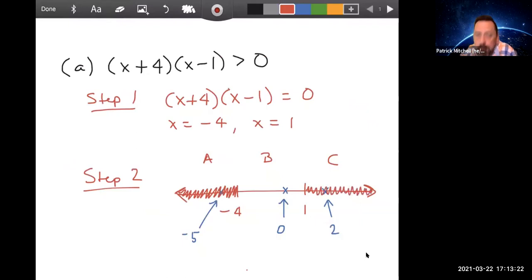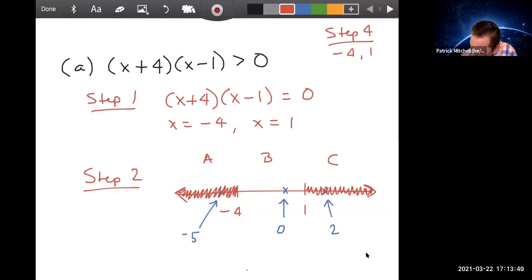All right. So now the only thing left to do is talk about the boundary points, the solutions from step 1. In other words, should -4 and 1 be included, or should they not be included? Well, in this case, they should not be included. You know what? I think I'll just put step 4 up here.